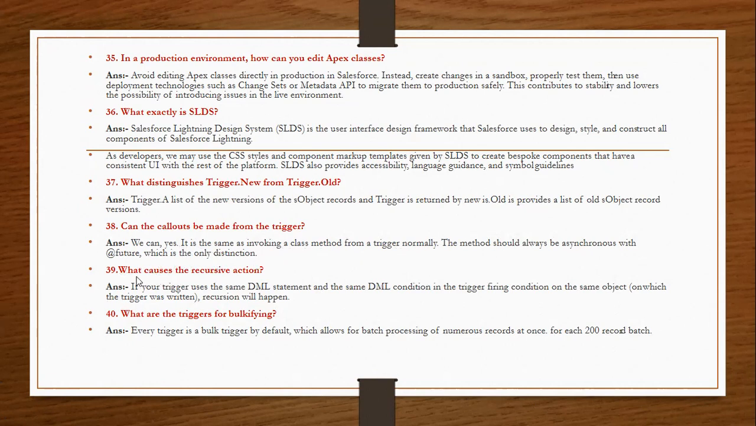Next question. What are recursive triggers? If the triggers use the same DML statement and some DML conditions in the trigger fire on the same object, recursion will happen. Next question. What are triggers for bulk firing? Every trigger is a bulk trigger by default, which allows for batch processing of numerous records at once, for each 200 records batch.